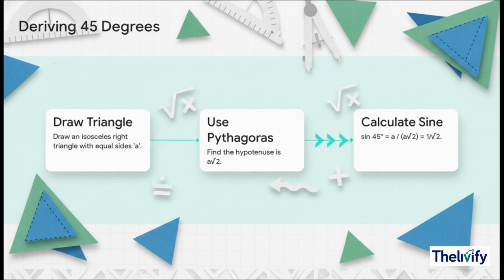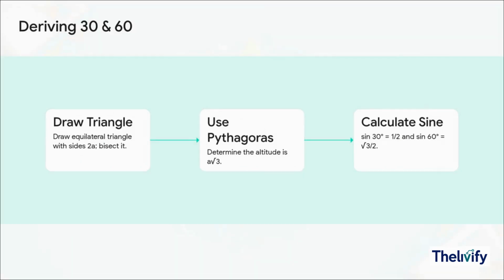So, if we want the sine of 45 degrees, we take the opposite side, A, and divide it by the hypotenuse, A root 2. The A's beautifully cancel out, leaving you with exactly 1 over root 2. No memorization required. Now what about 30 and 60 degrees?